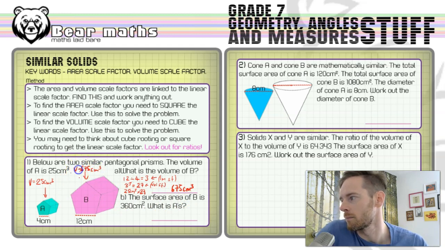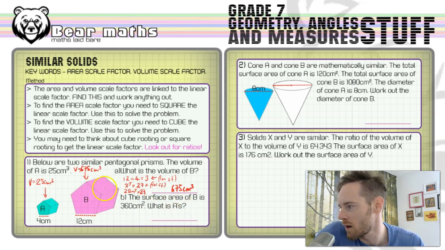I hope that makes sense. All right, it's grade 7. It's higher only. But obviously, it revolves around that linear scale factor, which is from foundation maths. Now, B, the surface area of B is 360 centimeters squared. What is A's surface area?